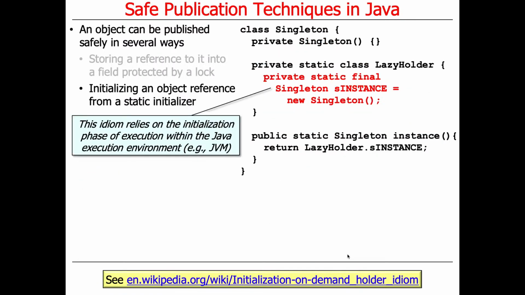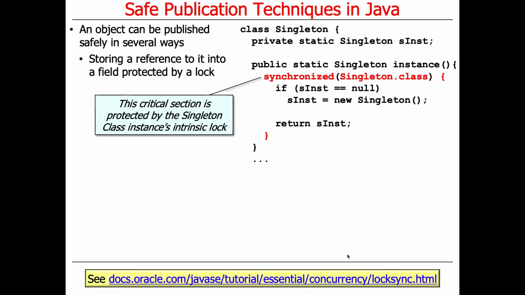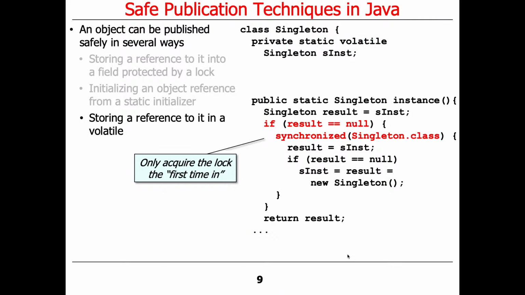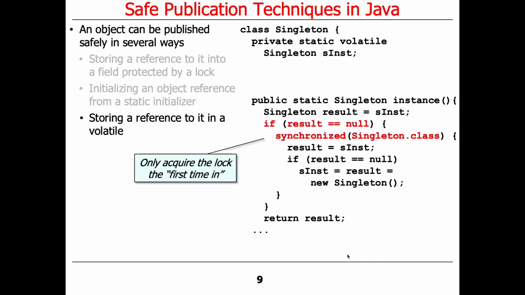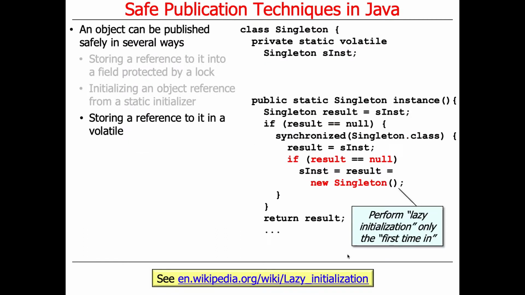Notice what we had done before here. We'd always acquired the lock whenever we came into the instance method. Now we only acquire the lock if the result is null. If the result is null, we acquire the lock, and then we check to see if the result is still null. So this is the double check part, right? We check it here, that's the first check, and here is the second check. And so this then performs a lazy initialization, so it only does this on the first time in.